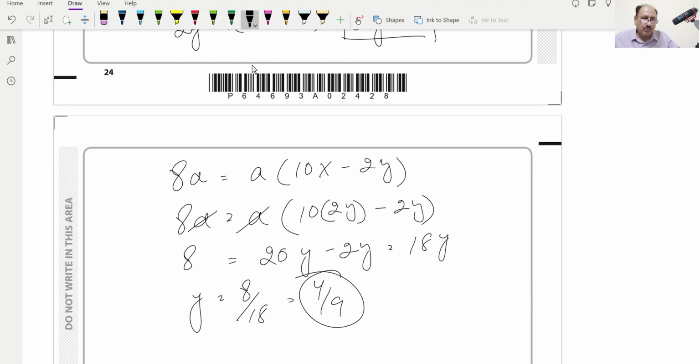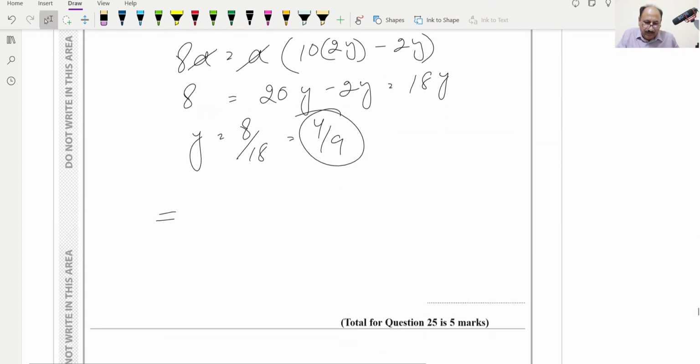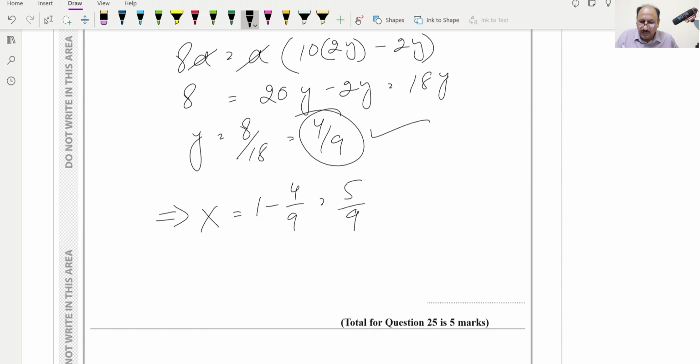So y is equal to 4 over 9, and this implies x will be 5 over 9. So 4 portions are x value, y value. So x value will be 1 minus 4 over 9, which is equal to 5 by 9. So if we check, the x and y ratio will be basically 4 ratio 5. So we can write the answer as 4 ratio 5. This will be our final answer for this question.